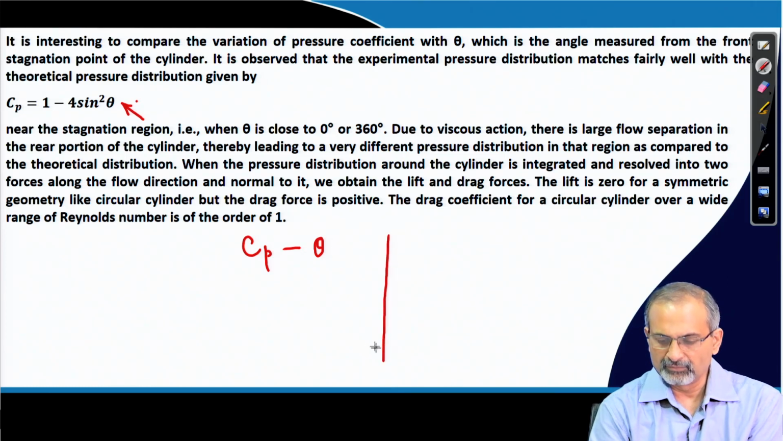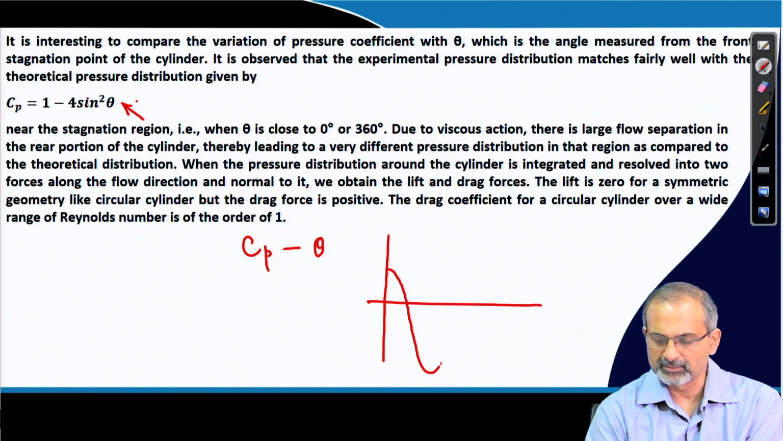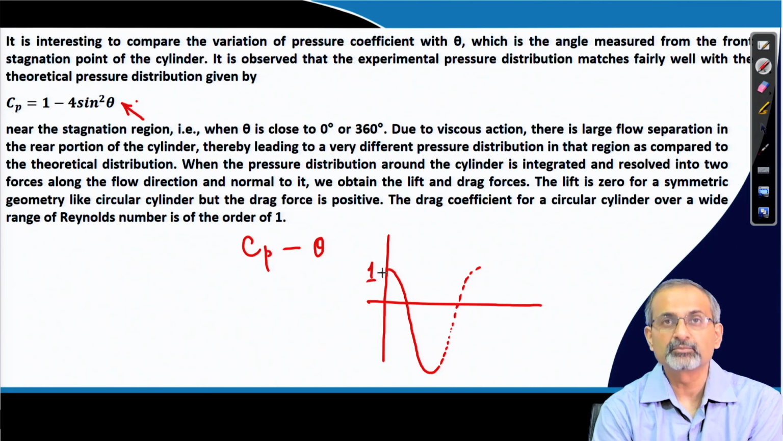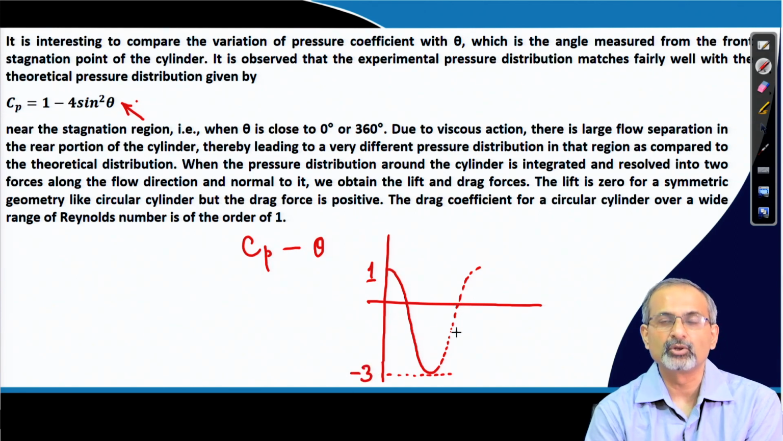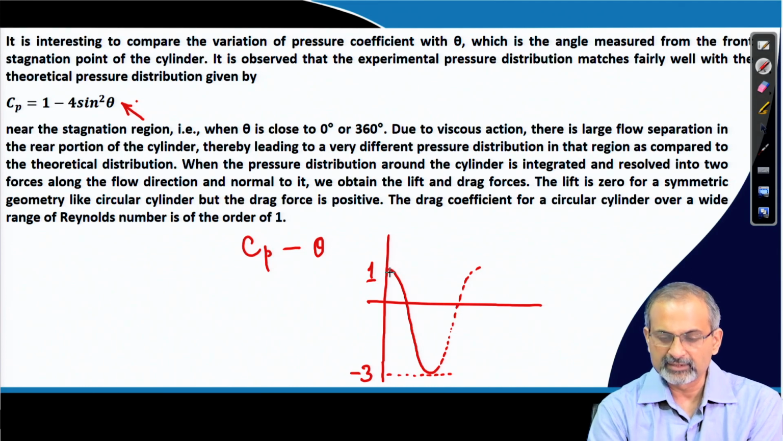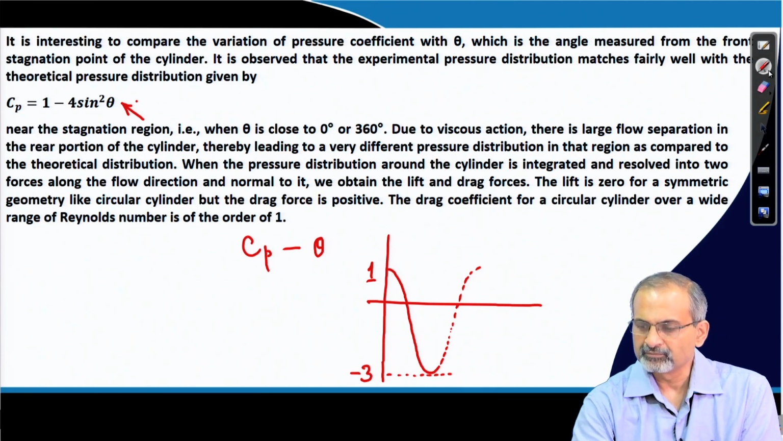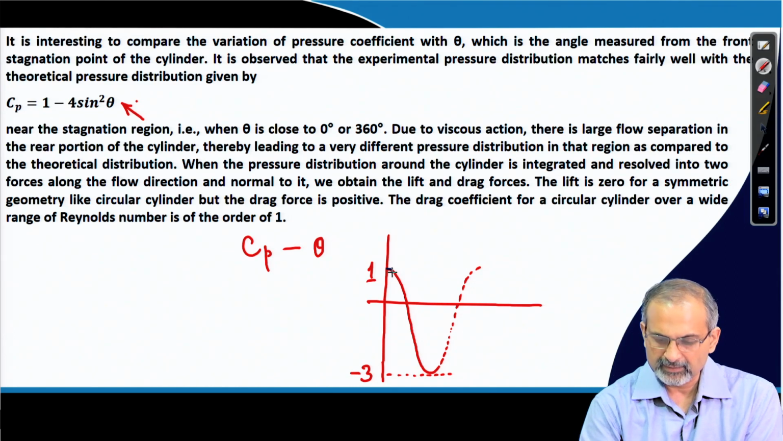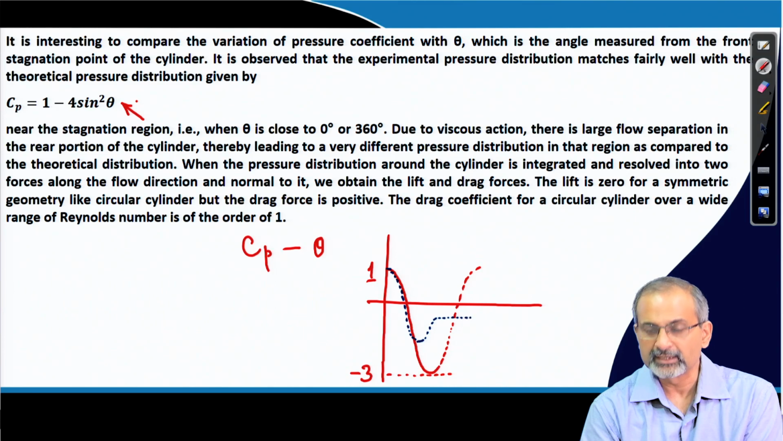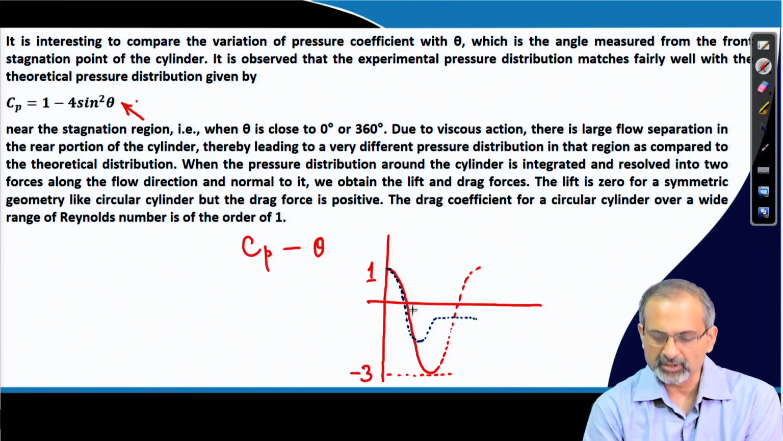And we have already discussed it earlier that the theoretical distribution goes somewhat like this, where at the stagnation point it is 1, that is the front stagnation point. At the rear stagnation point it dips as low as -3, but when it is the experiment that you are conducting, then you will find that though near the stagnation regions the pressure is somewhat comparable, as you approach the rear part of the cylinder the pressure distribution becomes very different.